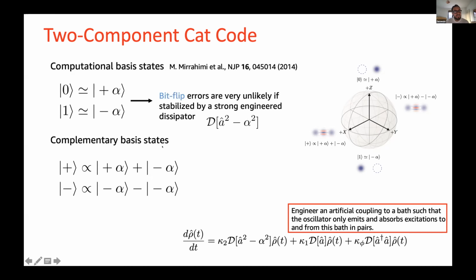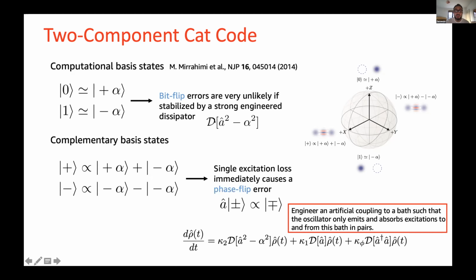And what we can find is that this indeed happens. So bit flips, which means here going from alpha to minus alpha, right? Especially when alpha grows, they are well separated in phase space, and they become very unlikely if stabilized by strong enough engineered dissipation. Why is strong enough? Well, basically kappa 2 times alpha squared has to be bigger than kappa 1 and kappa phi and the other decoherence processes. So we need this kappa 2 to be substantially large, but only the effective kappa 2, which has some boson enhancing, has to be bigger than kappa 1 roughly.